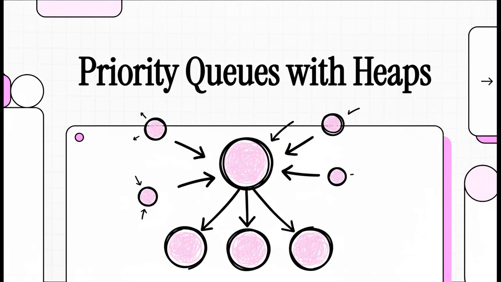All right, let's dive into one of the most elegant and honestly useful data structures out there, the priority queue, and the super powerful heap that makes it all tick. Let's get right into it.